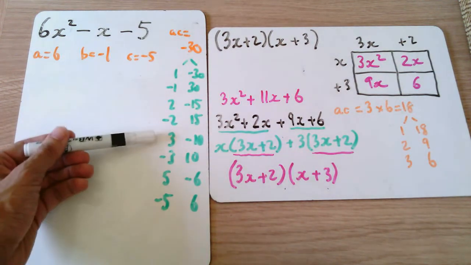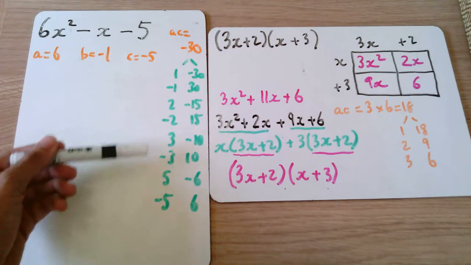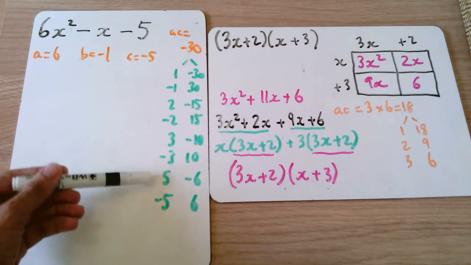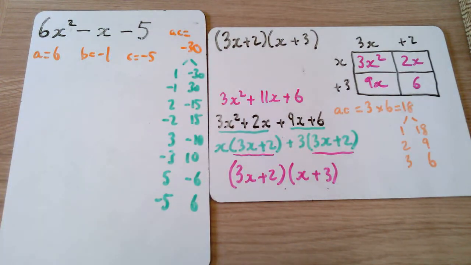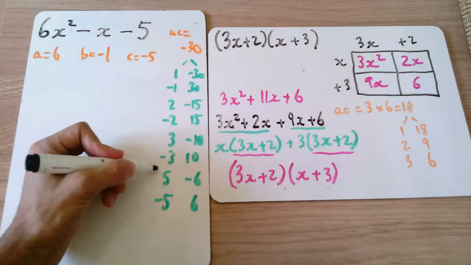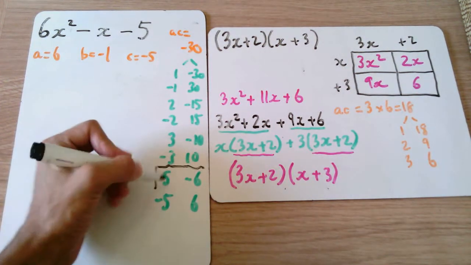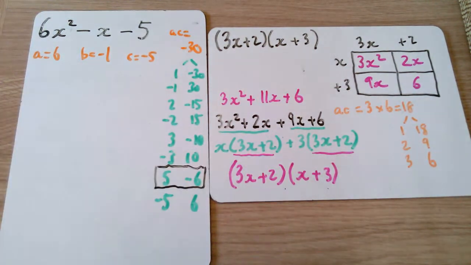So over here, 3 and minus 10 is minus 7. Therefore, this is 7. 5 and minus 6 gives us minus 1. So this is our combination. That is how we will be splitting this.